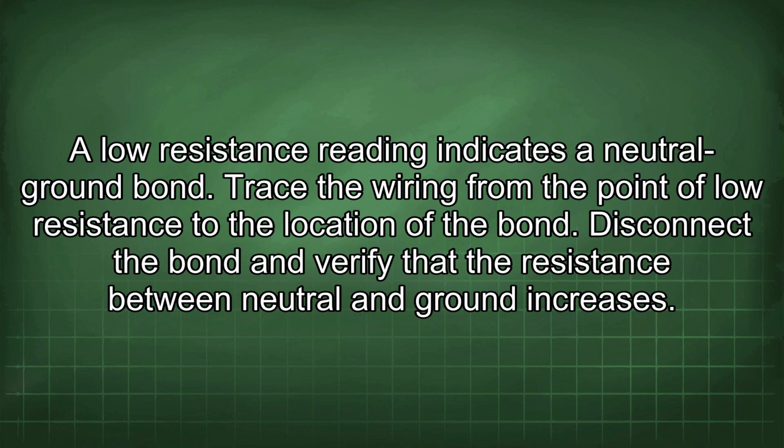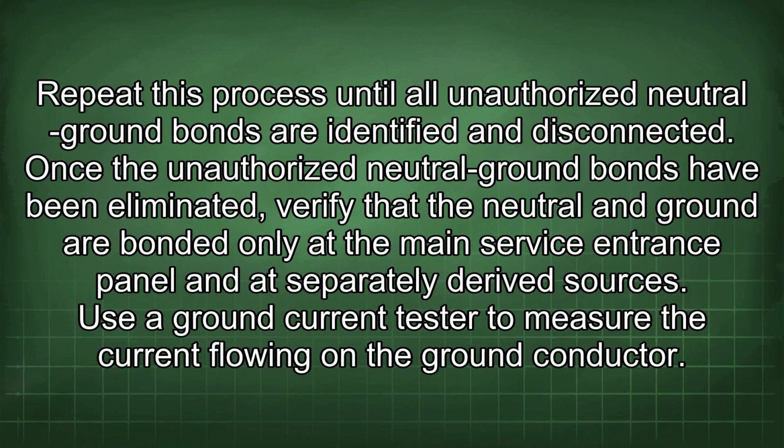Trace the wiring from the point of low resistance to the location of the bond. Disconnect the bond and verify that the resistance between neutral and ground increases. Repeat this process until all unauthorized neutral ground bonds are identified and disconnected. Once the unauthorized neutral ground bonds have been eliminated, verify that the neutral and ground are bonded only at the main service entrance panel and at separately derived sources.